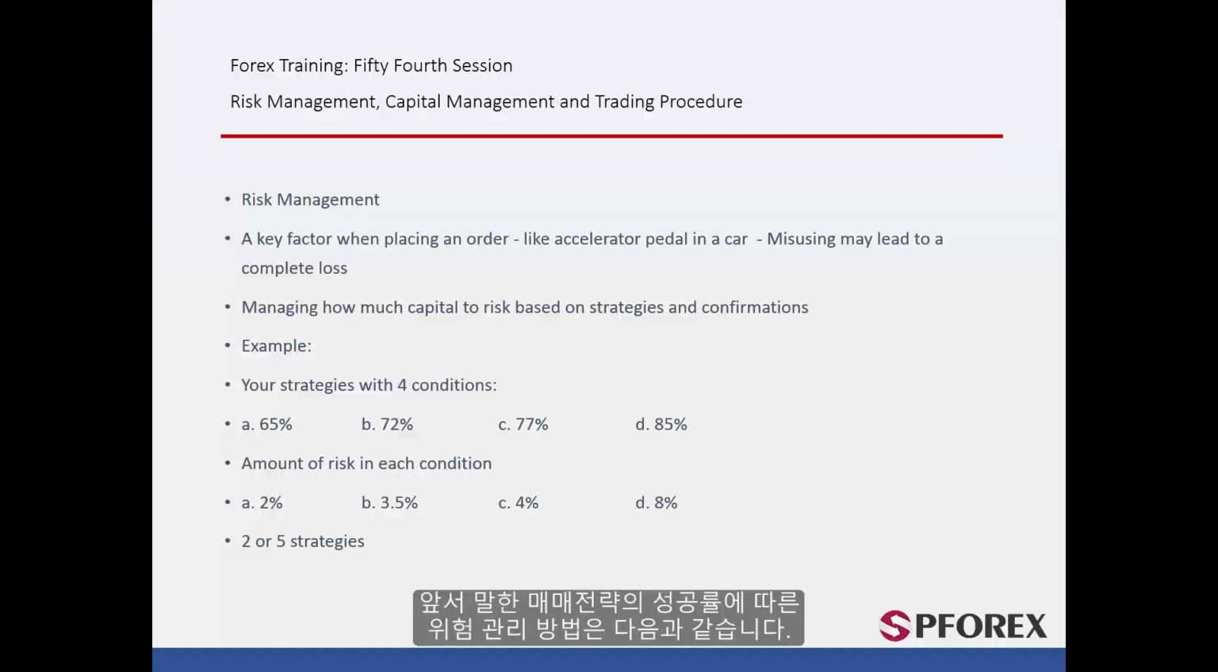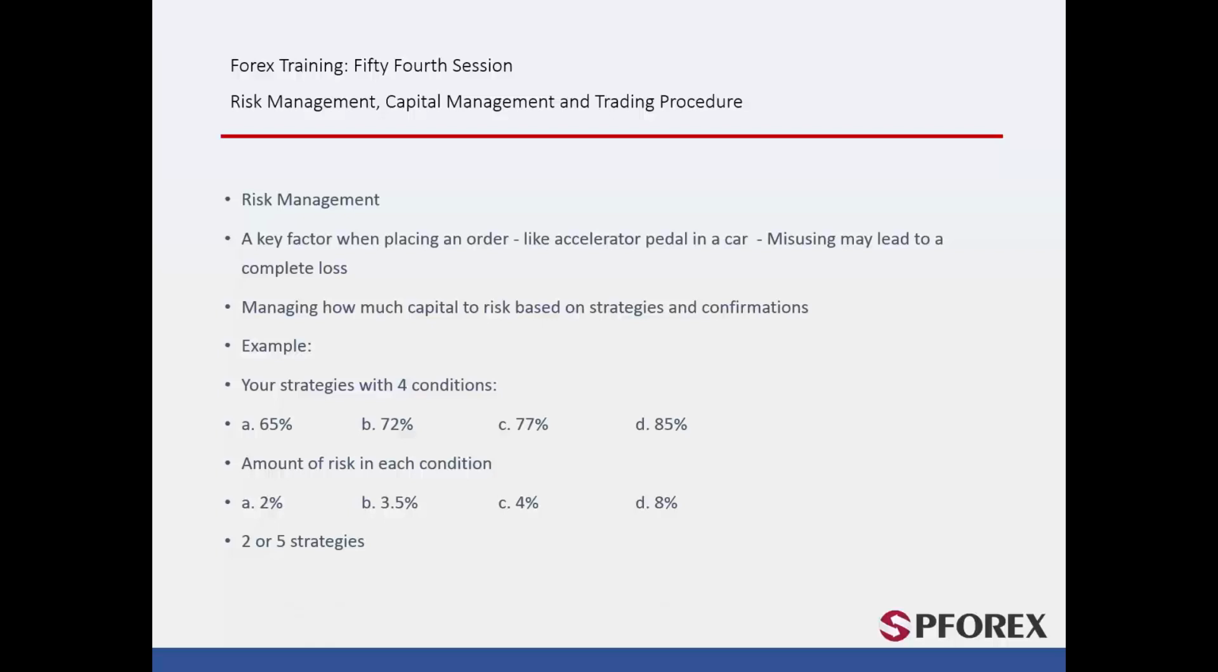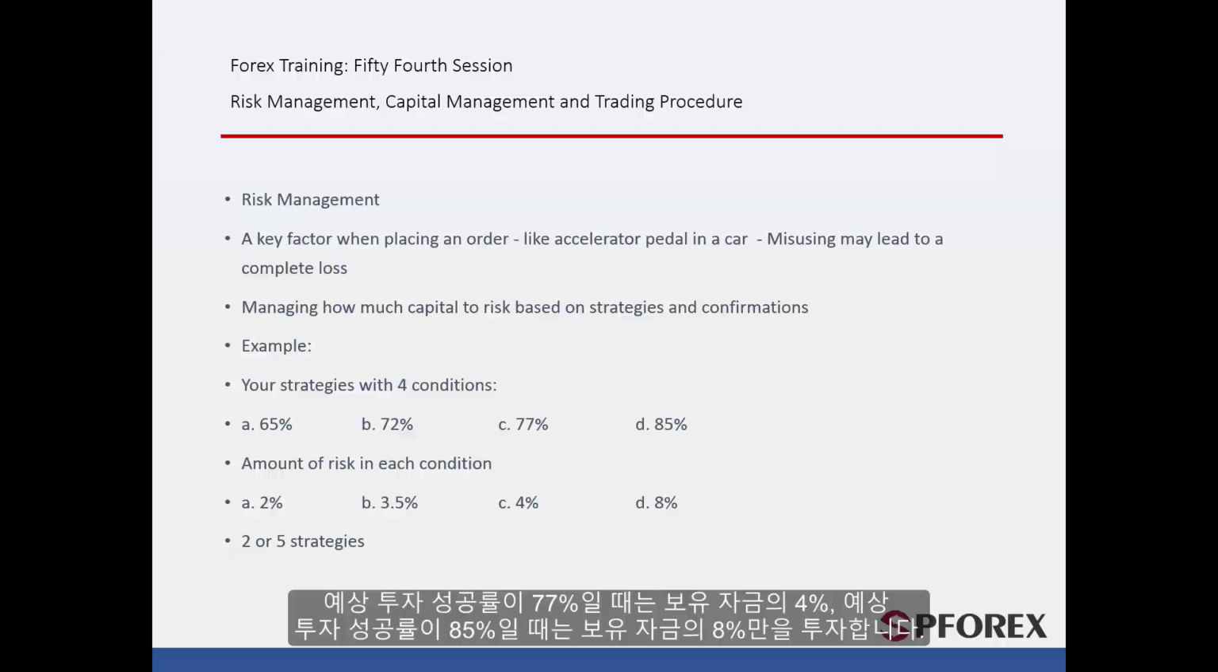Here is a risk management breakdown following the above example. At 65% profit, only take a risk up to 2%. When it is 72%, only risk 3.5%. When it is 77%, only risk 4%. And finally, when it is 85%, take up to an 8% risk.